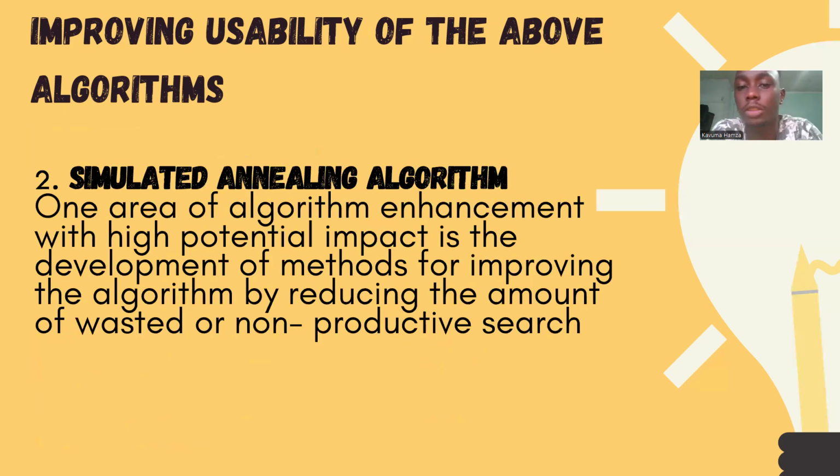Then in the simulated annealing algorithm, the way to improve usability is to reduce the amount of effort wasted on non-productive search. This is a way of increasing the usability because it enhances high potential impact areas where it's prioritized, and then the non-productive search is reduced.